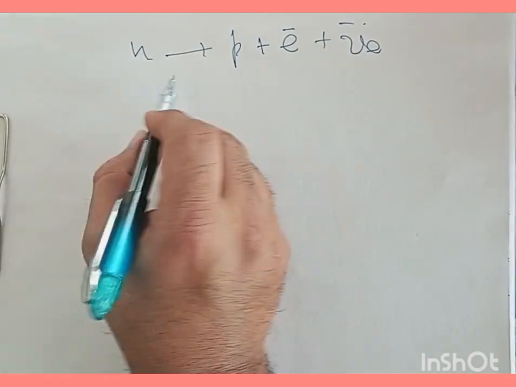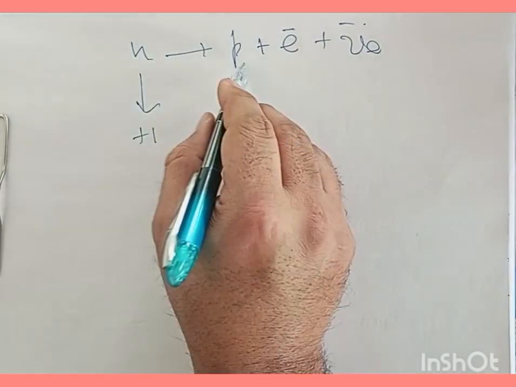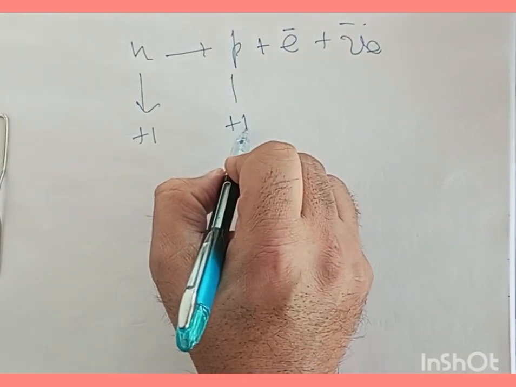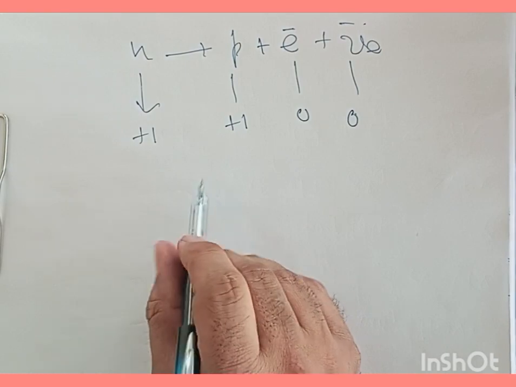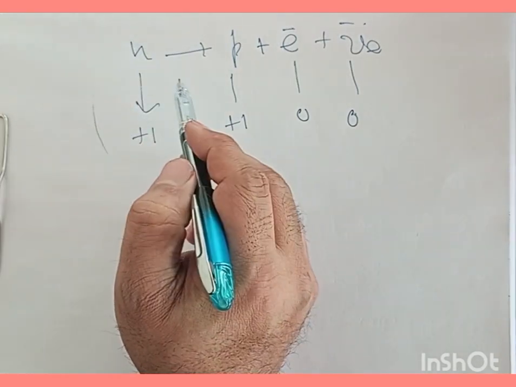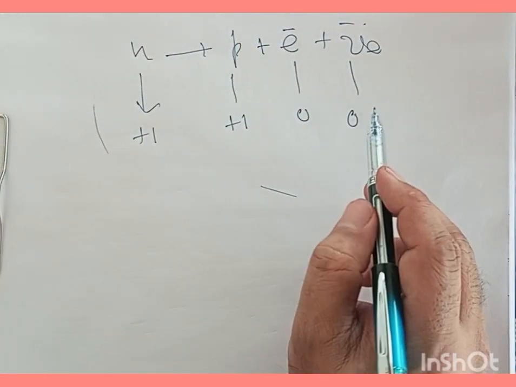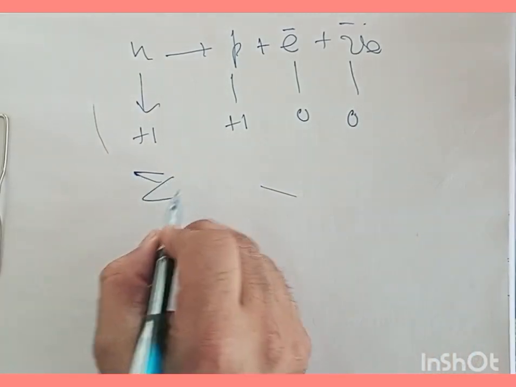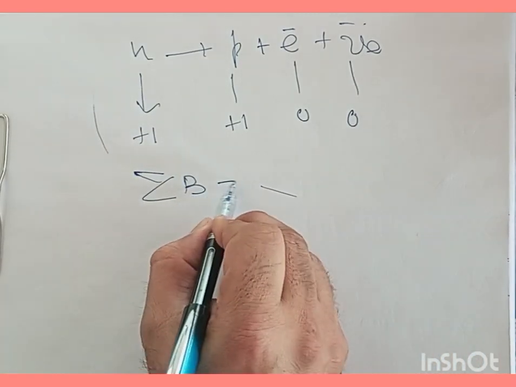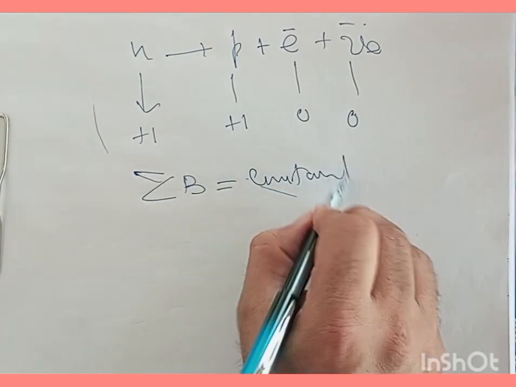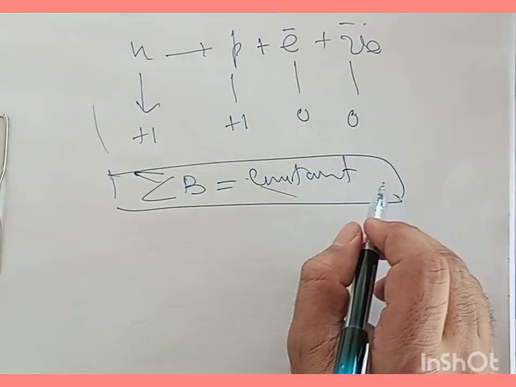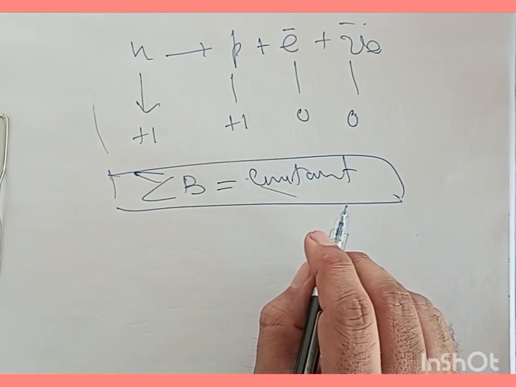Now, what is the baryon number here? Here I have +1, and here I have +1, here I have 0, here I have 0. Since the baryon number before the decay is equal to the baryon number after the decay, I will say here that sigma baryon number is constant. So the baryon number is conserved here.